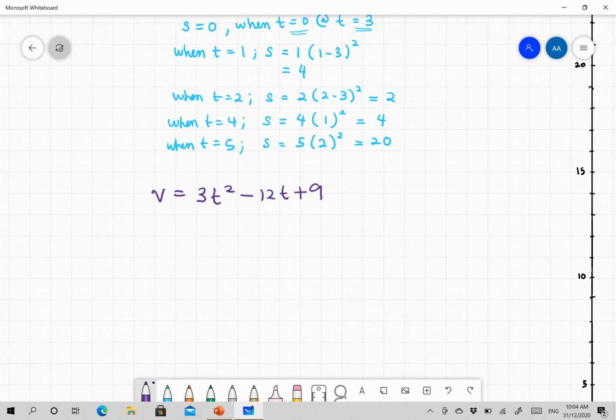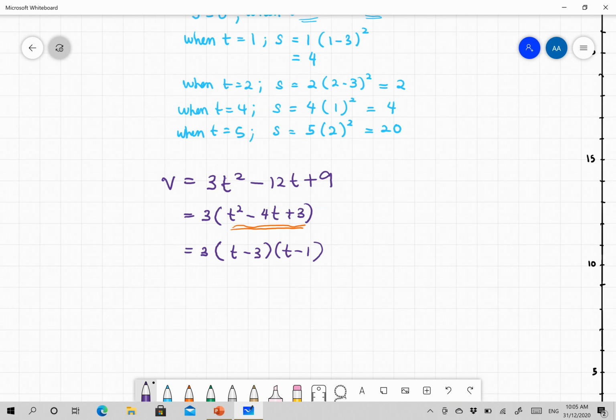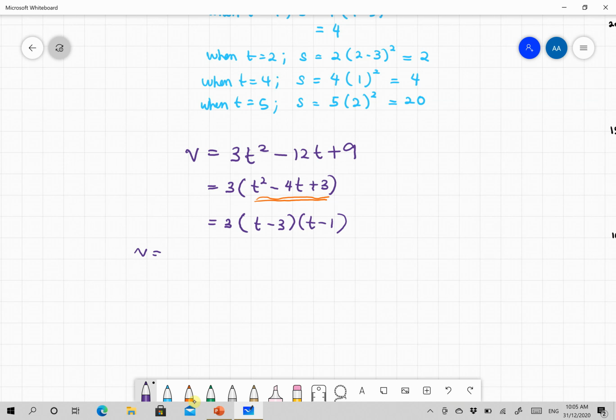So based on this, I'm just going to write this expression into factors. So I'm going to factor out 3, and here I will have t squared minus 4t plus 3. And I hope that you can see this one here can be factored easily, and it becomes 3 times t minus 3 and t minus 1. Okay, so based on that, I can clearly see that my velocity is going to be 0 when t is equal to 3 and t is equal to 1.